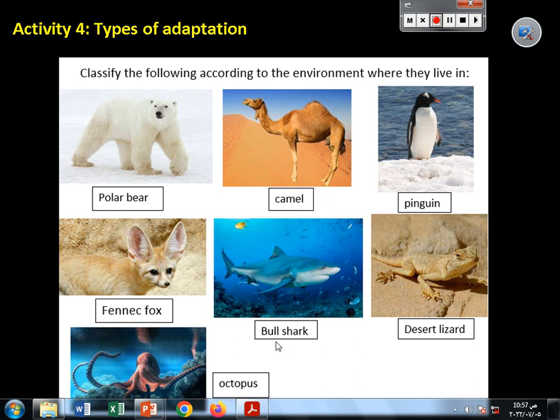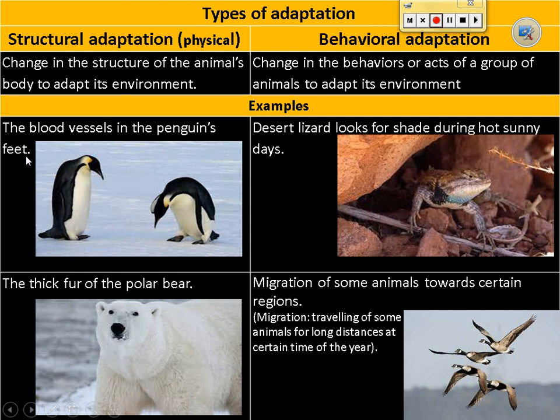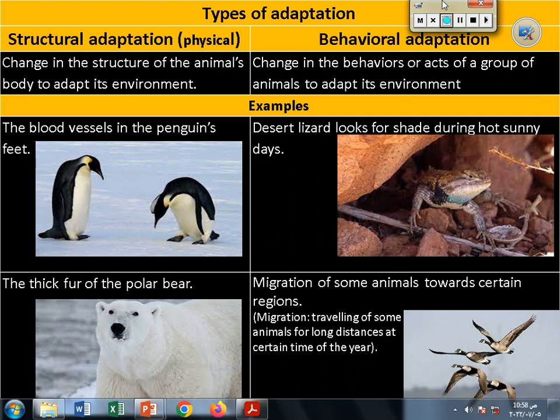The bull shark, it's a type of sharks, so it lives in the ocean. The desert lizard, a type of lizards, but it lives in the desert from its name. What about the octopus? Yeah, this octopus lives in the ocean like this shark. We can see from the picture and from the environment around that. So we have two types of adaptation, or two types of changes that the animals do or have, so they can adapt to the environment where they live.